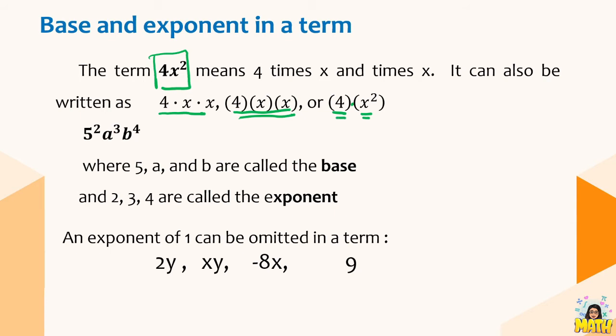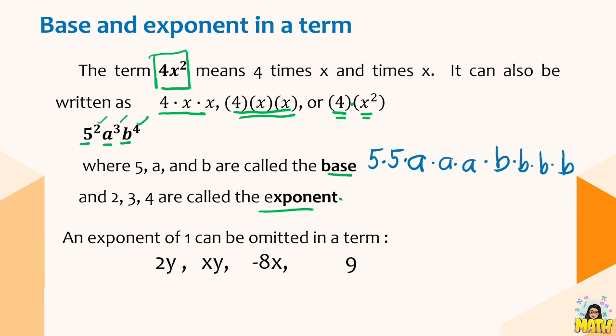So another example, we have 5 squared a cubed b to the fourth. We have 5, a, b, these are the bases, and 2, 3, and 4 are the exponents. Remember, exponent is the number of times we use the base as a factor. If we have the base 5, we will be using it twice. If we have the base a, we will be using it 3 times. If we have the base b and we have the exponent 4, we will be using it 4 times. Ito yung expanded form ng 5 squared times a cubed times b to the fourth.